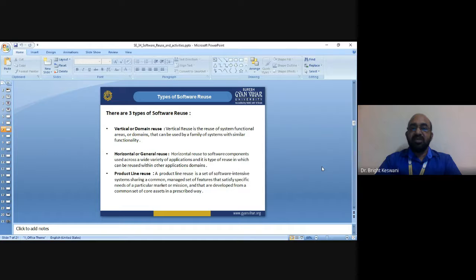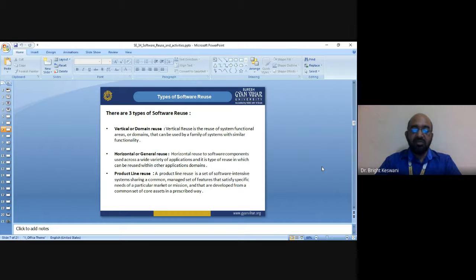These are the various types of software reuse. There are three types of software reuse: vertical or domain reuse, horizontal or general reuse, and product line reuse.